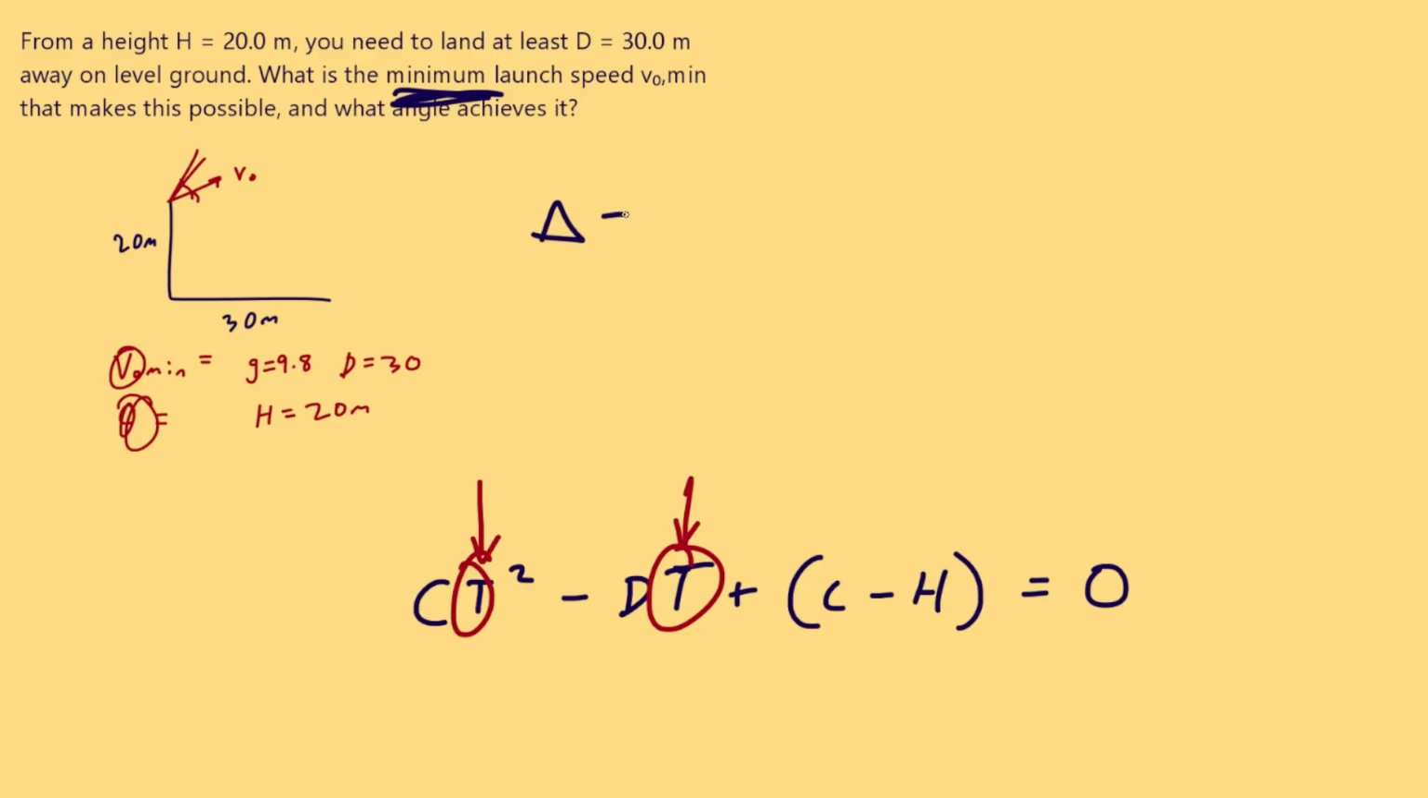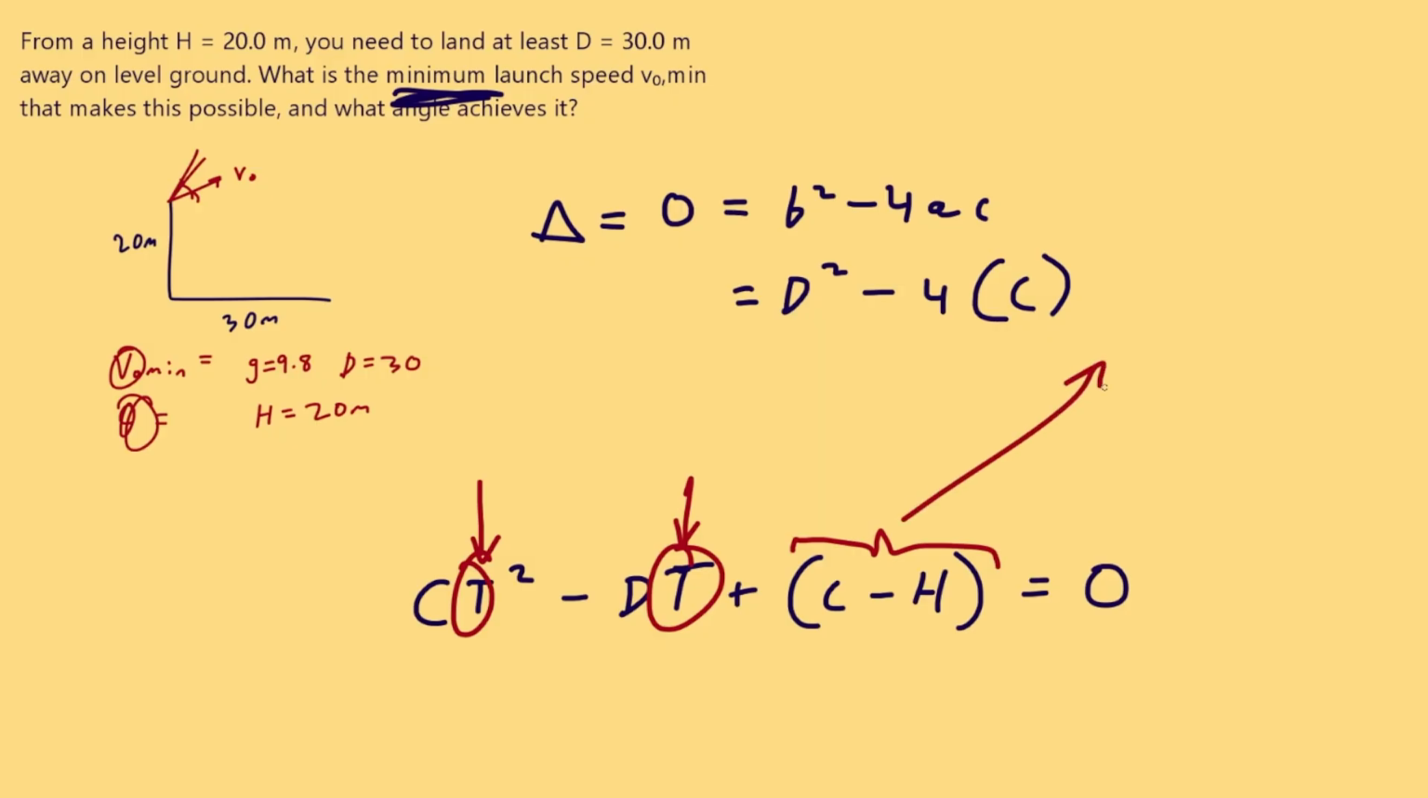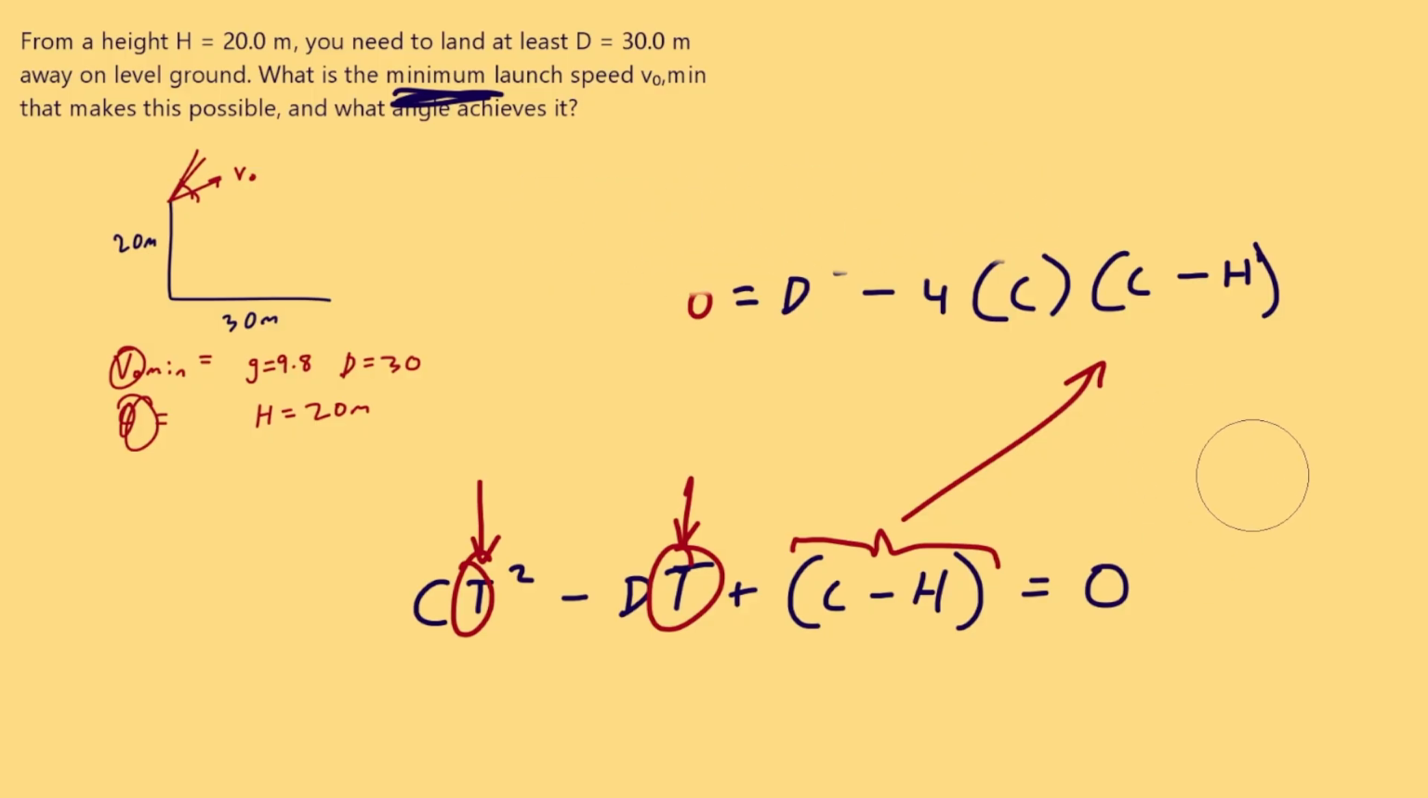So the discriminant has to be 0, right? And the discriminant is b squared minus 4ac from the quadratic formula. b squared in this case would be distance squared minus 4 times a, which in a quadratic form would be this coefficient. So c. I know it's a little confusing. a is c, whatever. And finally c, which is the constant at the end of the quadratic, which in this case is this, c minus h. That is our discriminant, and it must be equal to 0. Otherwise, our answer is not valid.